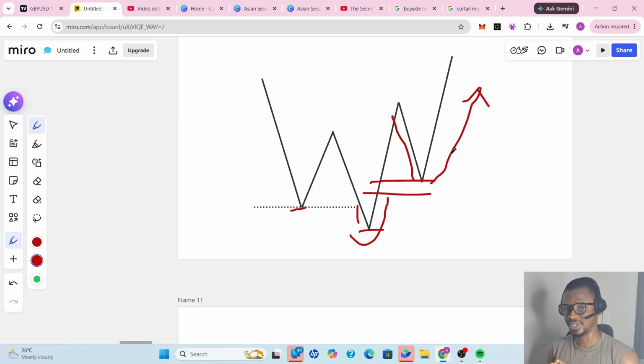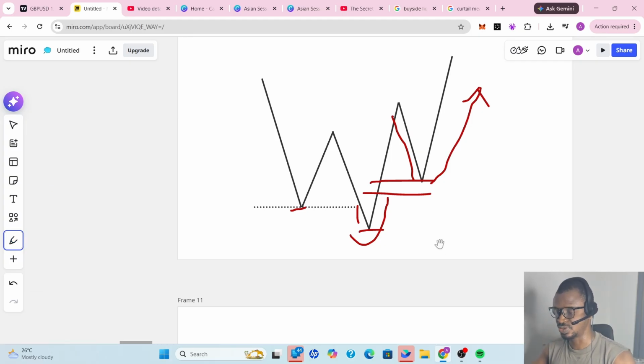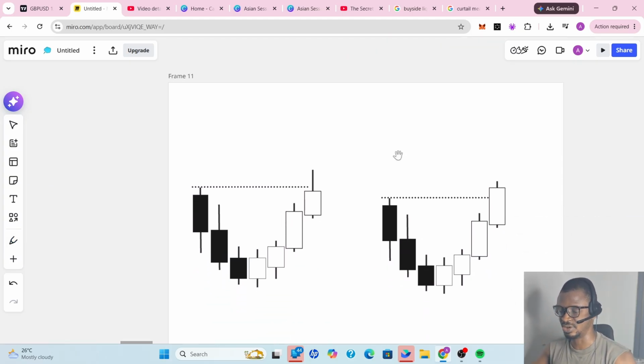Now that you have a good understanding of how this liquidity sweep works, let me show you which liquidity sweep is valid, so that you do not just jump into the market and start finding any random liquidity, or get yourself more confused. So let me show you which one is valid and which one is not valid.